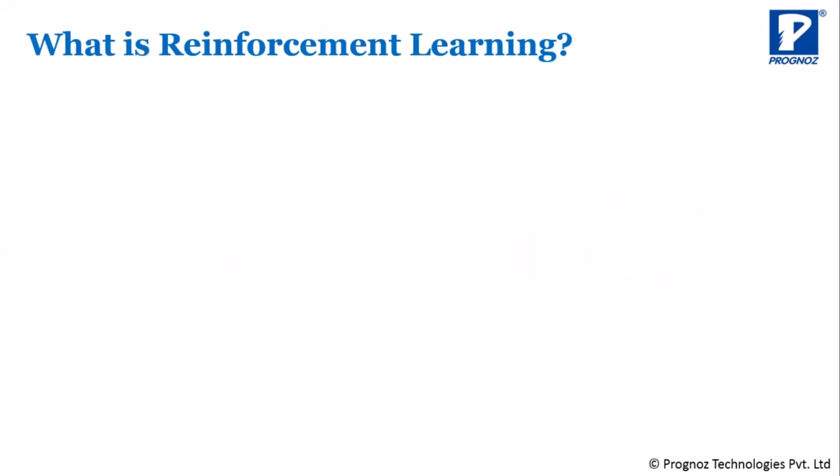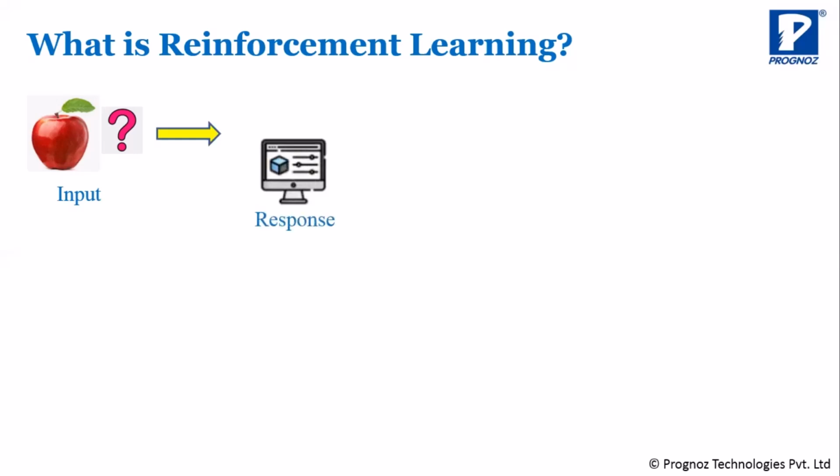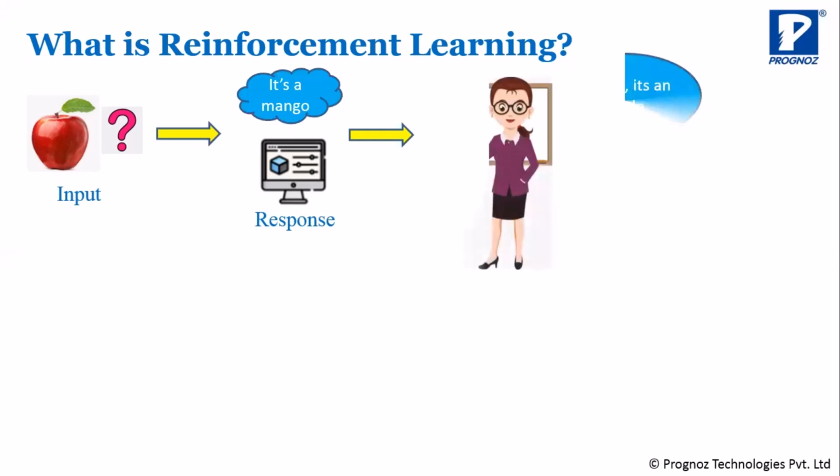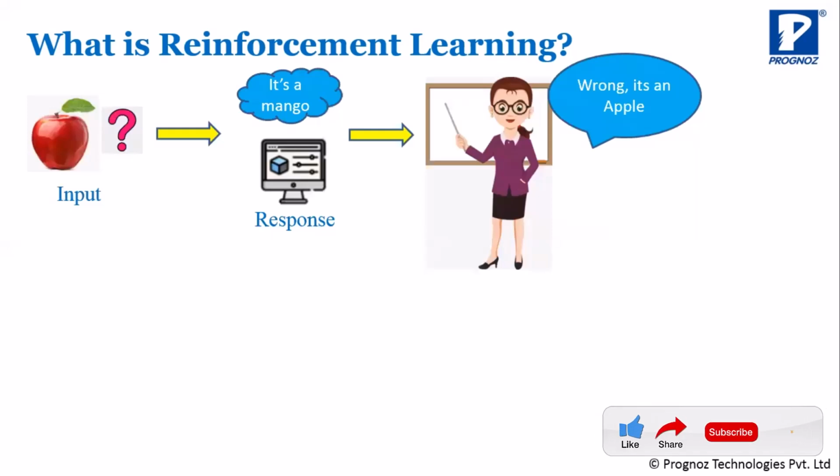Now let's proceed with the next one, that is reinforcement learning. So let's understand what is reinforcement learning. Again, suppose we have provided an input and we are telling the machine what it is. Means we have built a model, and based on that we are giving the input and we are asking the model what it is. Now what response will the machine give? Maybe it says it is a mango. So if it is giving me the wrong output, then what I'm going to do, I will teach the machine, no, this is incorrect. It's not a mango, it's an apple. So that is the kind of input we are providing to the machine.